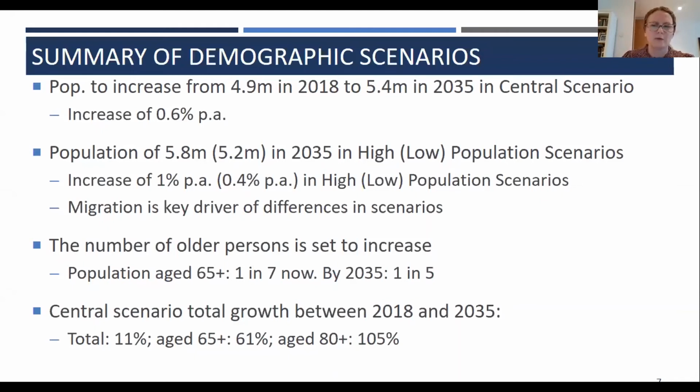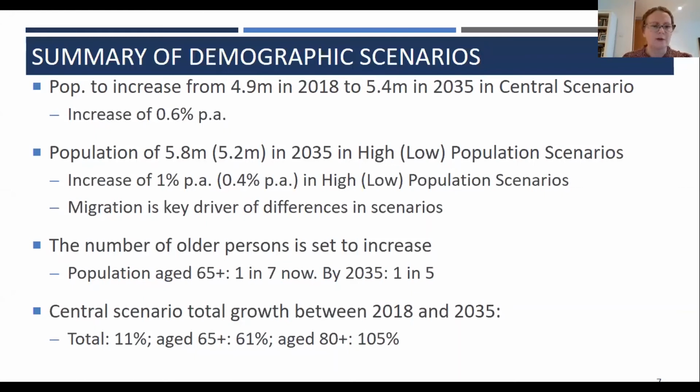In terms of changes in the age structure over the projection horizon, the number of older people is set to increase. So now around 1 in 7 people are over the age of 65. By 2035, 1 in 5 people will be over the age of 65.